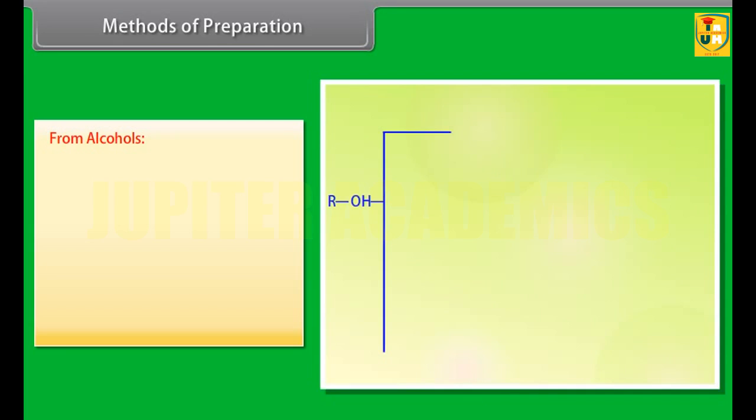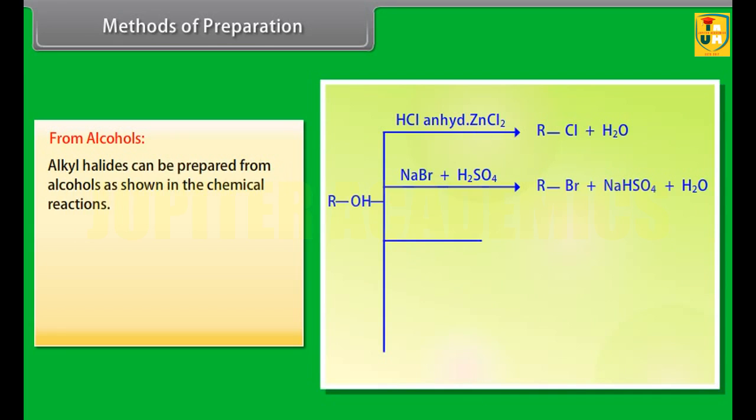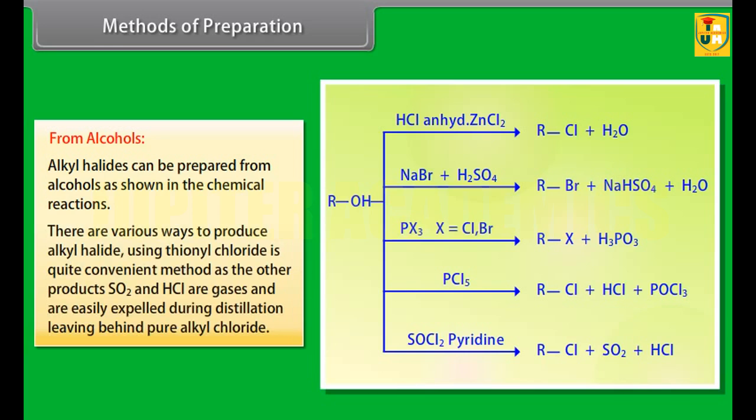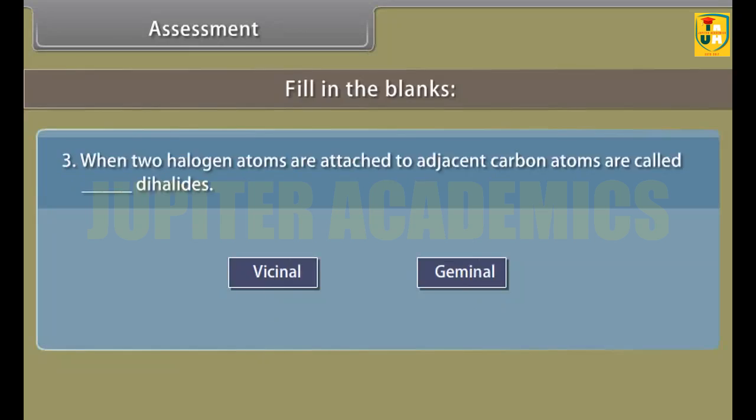Methods of preparation. From alcohols. Alkyl halides can be prepared from alcohols as shown in the chemical reactions. There are various ways to produce alkyl halides. Using thionyl chloride is quite a convenient method as the other products, SO2 and HCl, are gases and are easily expelled during the distillation, leaving behind pure alkyl chloride. Methods of preparation. From hydrocarbons.